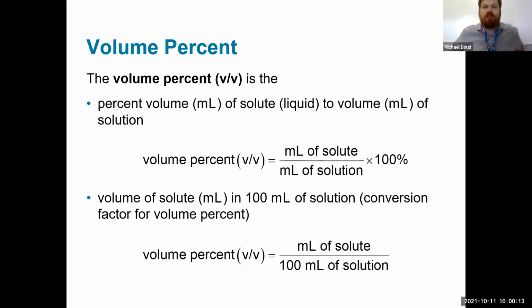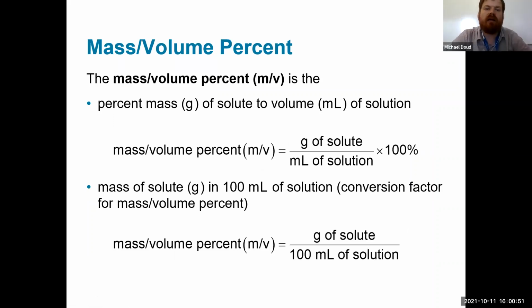Now, a volume percent might be more useful if our solute is a liquid. So what this is going to be is the milliliters of solute divided by the total milliliters of solution times 100%. Again, the volume over volume tells us we have volume in the numerator, volume in the denominator. And again, just like with the mass percent, it's volume of the solute divided by volume of the solution. Now, the way that it's going to be more useful in converting is as a conversion factor. A volume percent will tell you the milliliters of solute per 100 milliliters of solution.